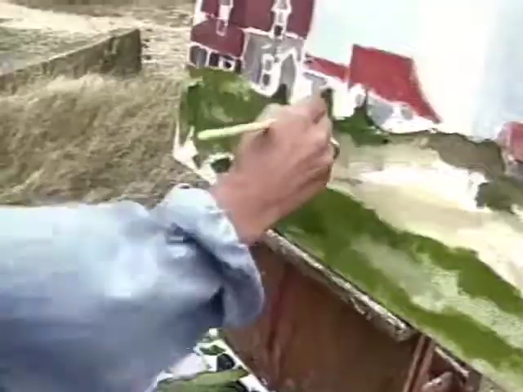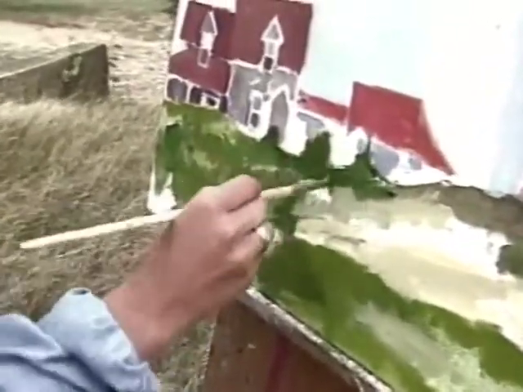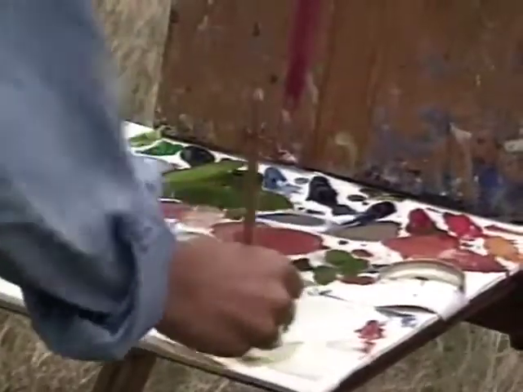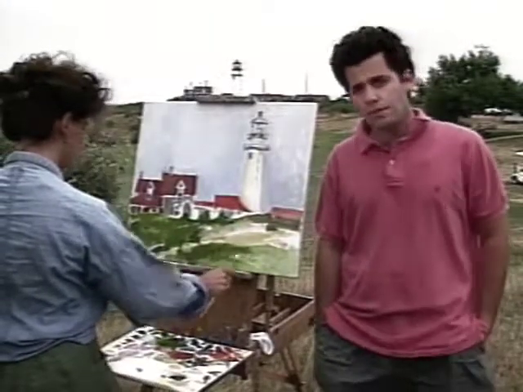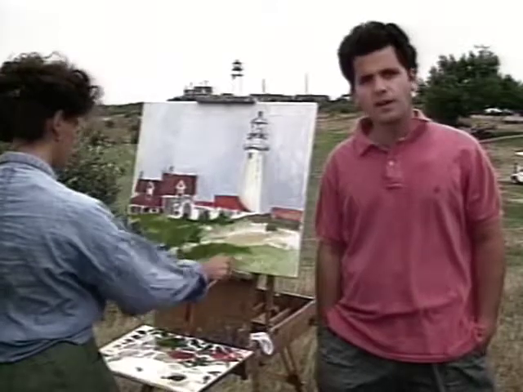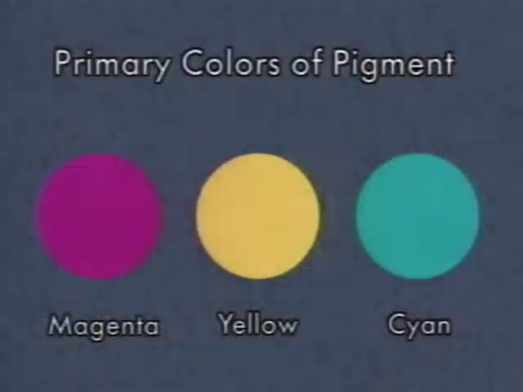We can make practically any color we want with paints, dyes, even computers. But all of the colors can be made by mixing only 3 basic colors, the primary colors. Magenta, a reddish color, yellow, and cyan, a bluish color, are the primary colors of pigment. All colors can be made from a combination of these 3 colors.